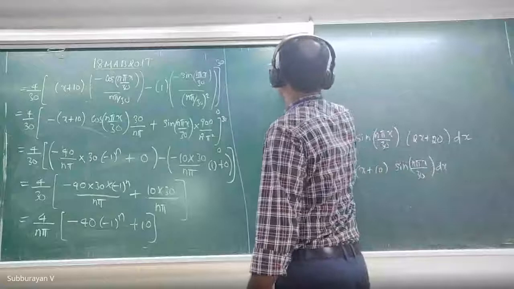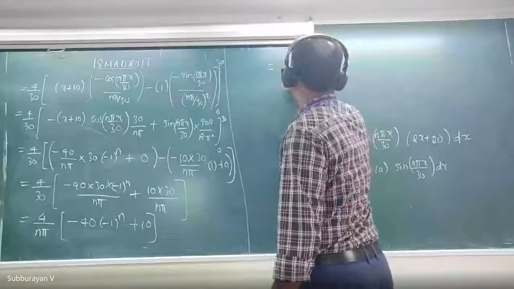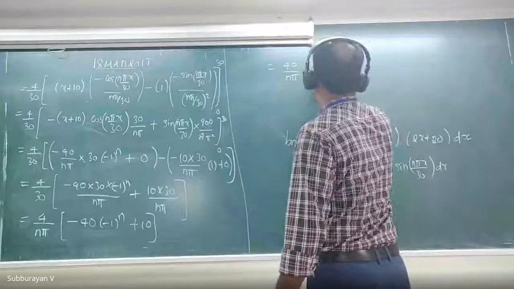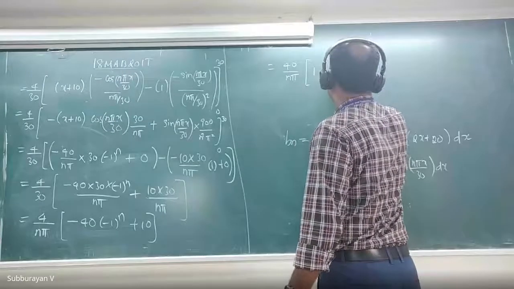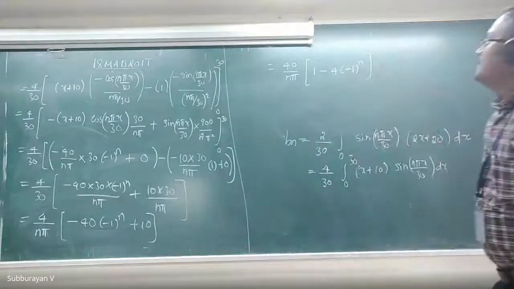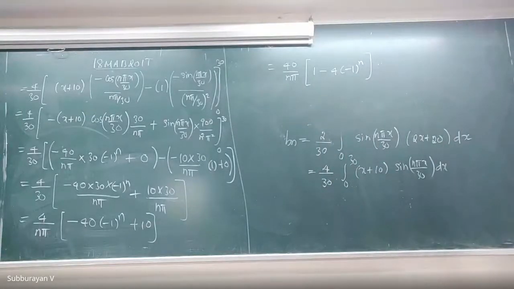Further, you can write this as equal to 40 divided by n pi into 1 minus 4 times minus 1 whole power n.